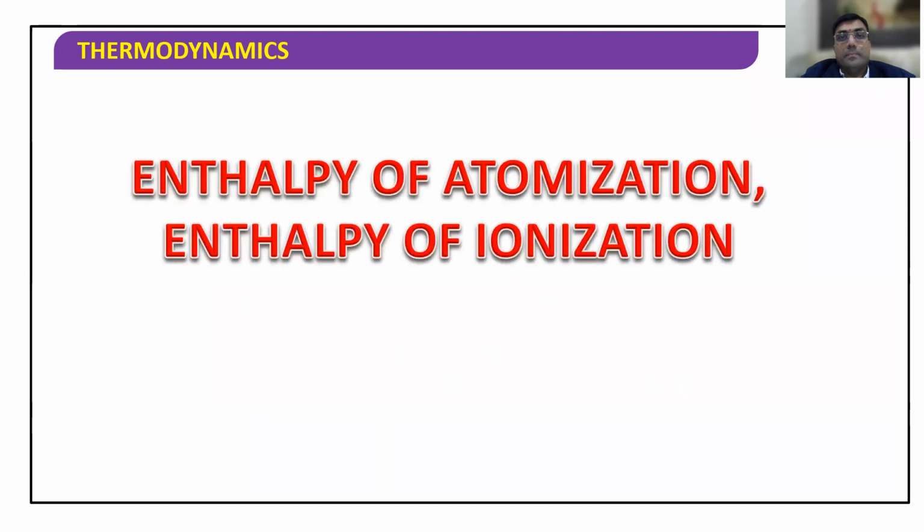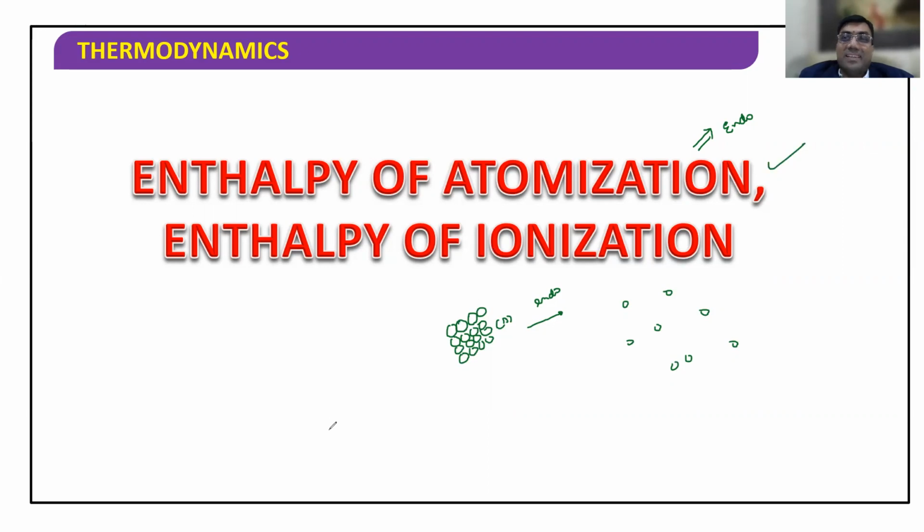Now let us see enthalpy of atomization. Very simple actually. What is enthalpy of atomization? Enthalpy of atomization is always an endothermic process. For example, I take some metal. This is a metal lattice. Now, this metal is a solid. Now I convert it into individual atoms. So this is an endothermic reaction. This is called enthalpy of atomization.